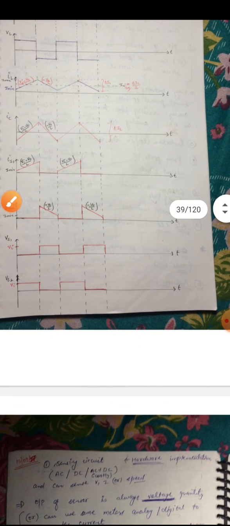Now what about the capacitor current? The capacitor current is increasing from some minimum value that is negative, from minus (VI minus V naught) divided by L to minus V naught by L.